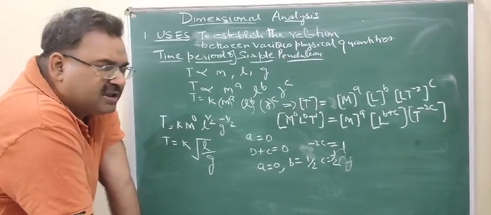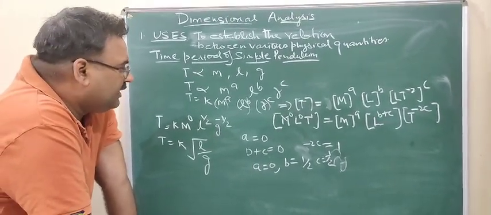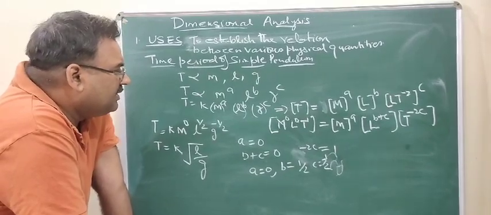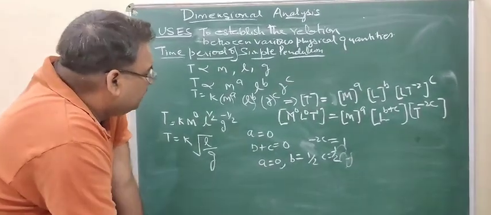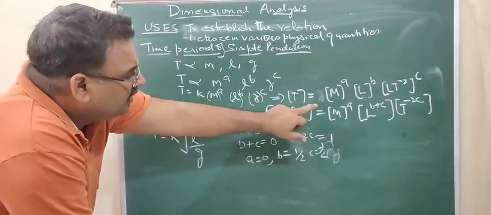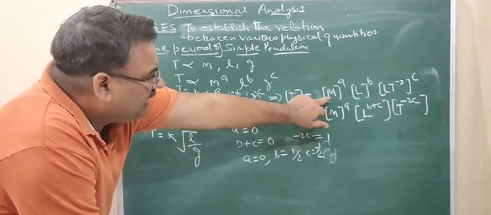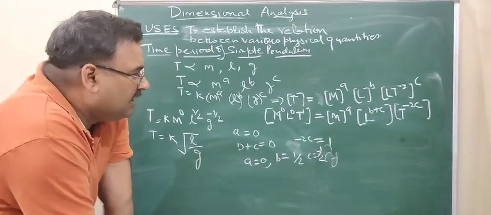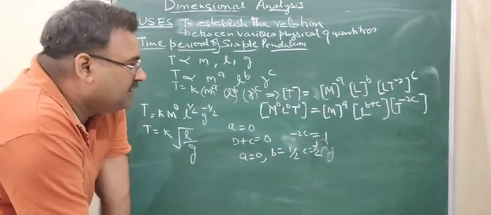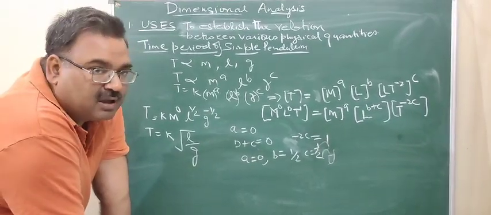Instead of the proportionality sign, we put a proportionality constant k, and then we write the dimensions of each value on both left hand side and right hand side. So dimension of time is T, mass M, M raised to power a, length L, L raised to power b, and acceleration due to gravity is LT minus 2 raised to power c.